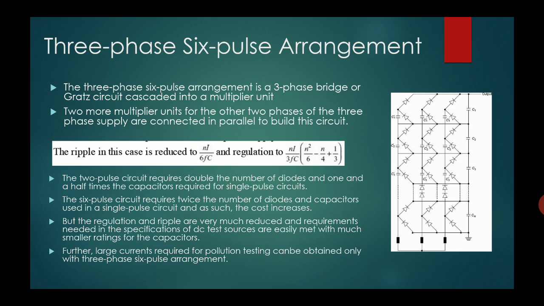Since we have a lesser amount of ripple for the 3 phases, we need a smaller capacitor to smoothen out the wave. So that is one more advantage. The large current required for pollution testing can be obtained only with the 3-phase 6-pulse arrangement. So again, the 3-phase 6-pulse can give you a larger amount of current. So you have 3 advantages here: the ripples are lesser, so you can have a lesser rating of capacitor, and you can have a better amount of current if required.